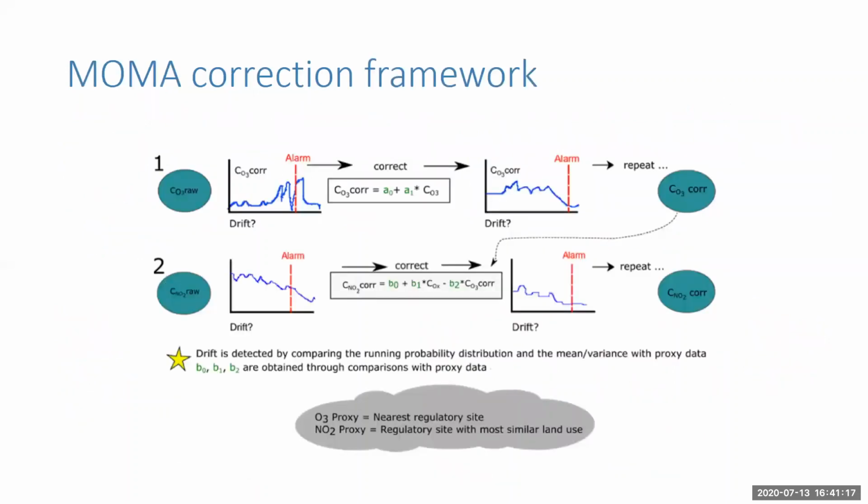In this slide is a brief schematic of the MoMA correction framework. NO2 is calculated by the difference between the electrochemical sensor and the ozone sensor. So step 1 is to correct the ozone sensor. Step 2 is then to correct the NO2 sensor. We also ran a drift detection system automatically to decide whether or not a particular sensor should be corrected or not. So the process was to do the drift detection and then to calibrate when necessary.